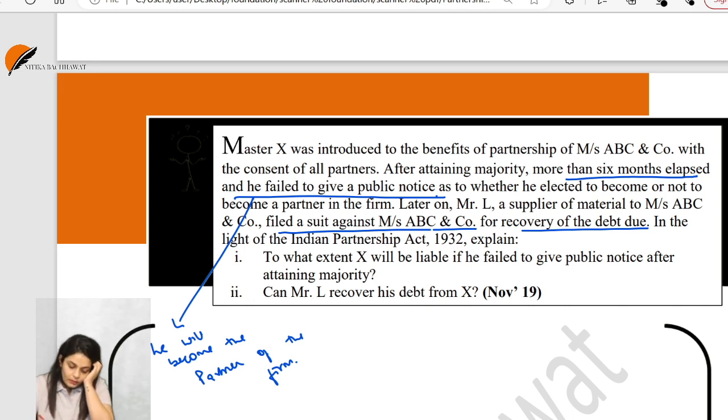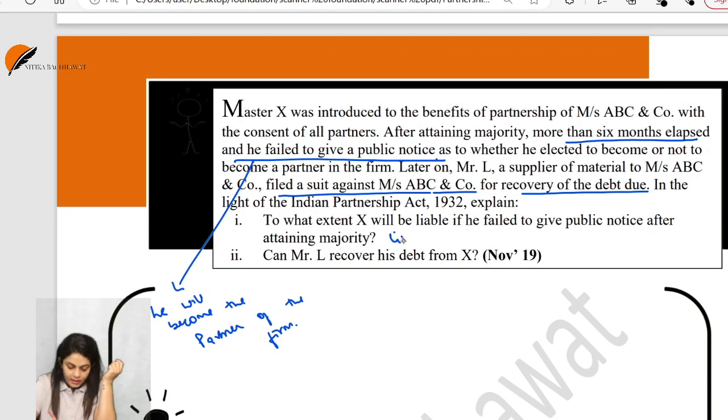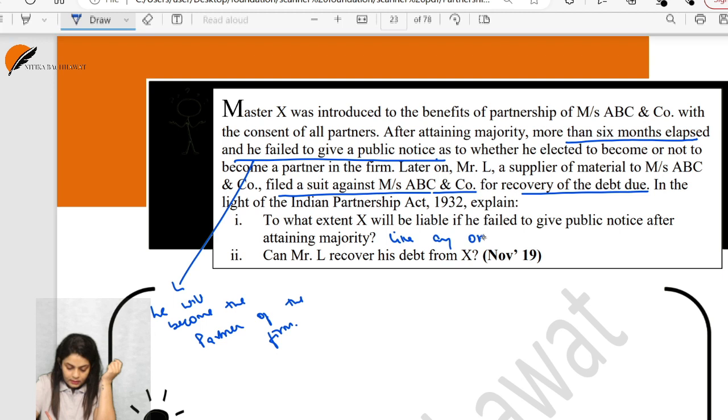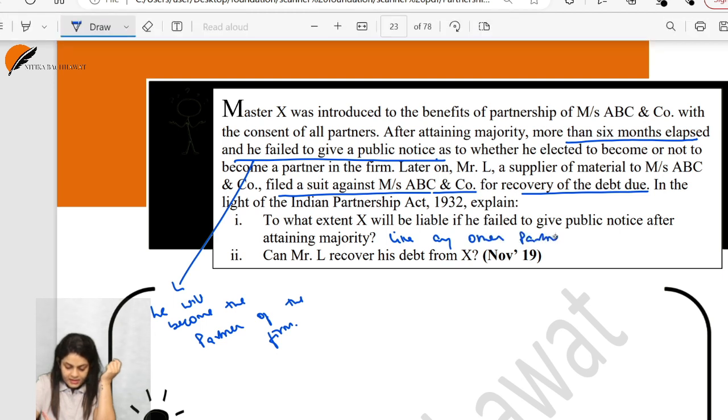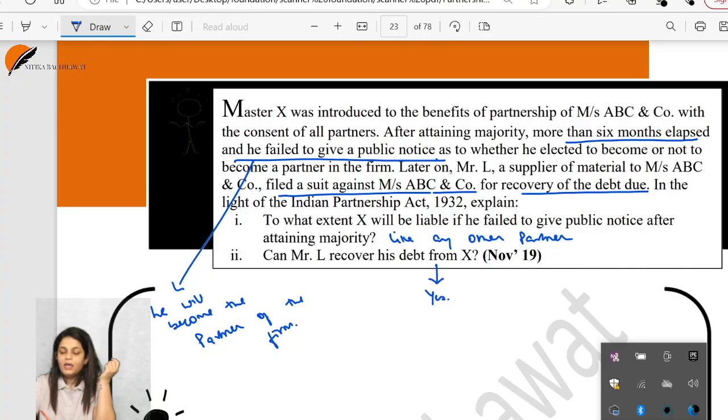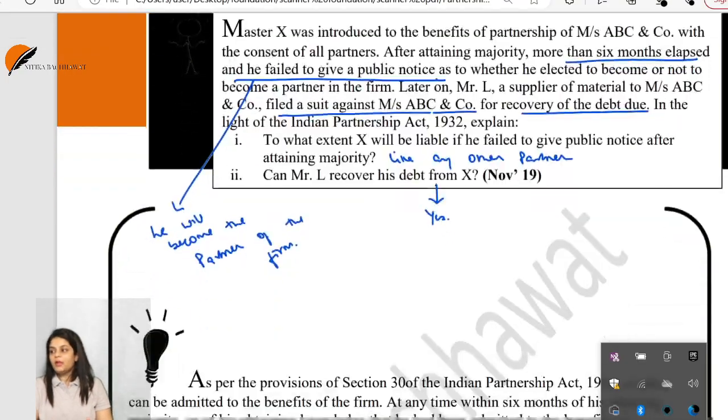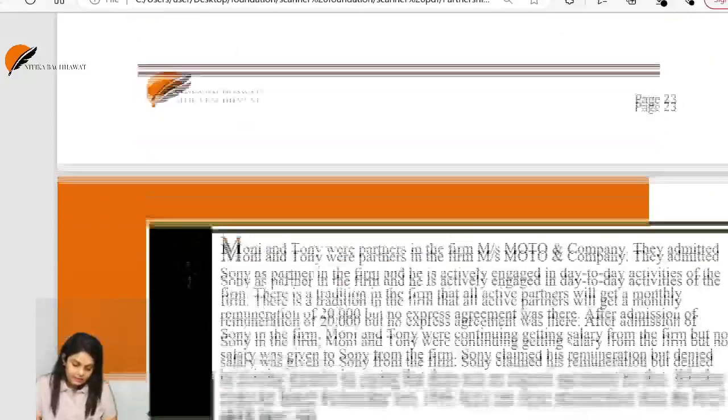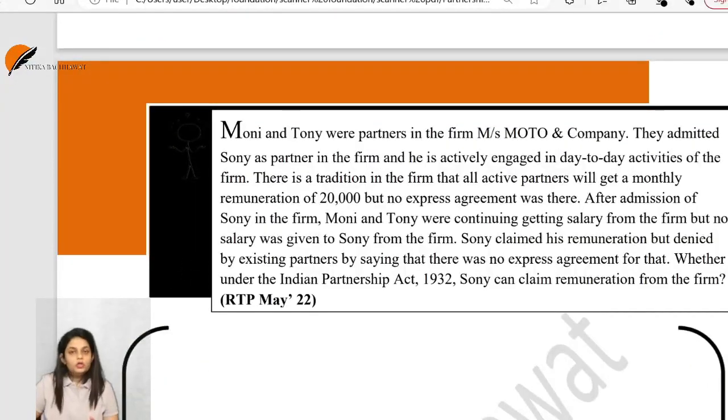Yes. And so to what extent will X be liable if he failed to give notice? He will be liable like any other partner. The liability of X will be like any other partner. Can L recover his debt from X? Yes, he is liable like any other partner. So the money can be recovered from X. Right? So moving on to the next one.